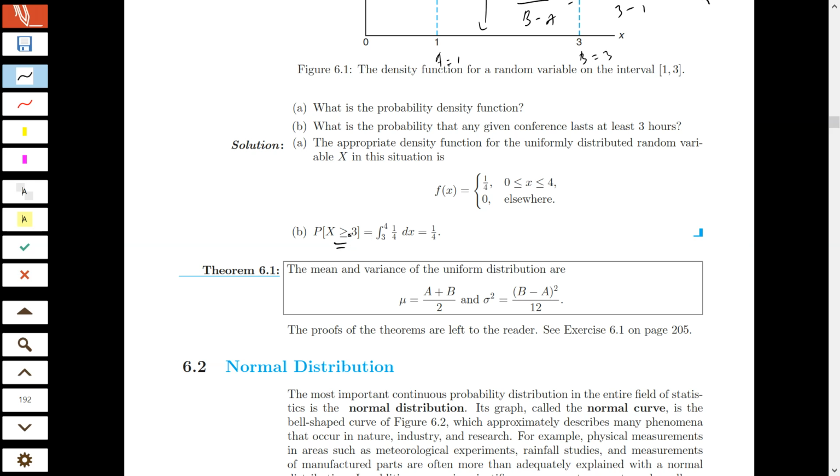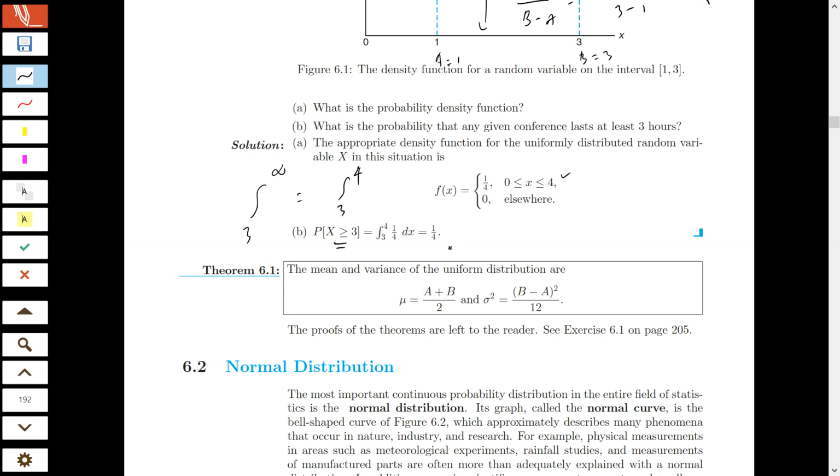For example, if you want P of x greater than or equal to 3, then you compute it from 3 to 4. Of course, you will start with 3 to infinity because it's greater than, but later on you realize that there is no value larger than 4, so it's essentially 3 to 4, right?